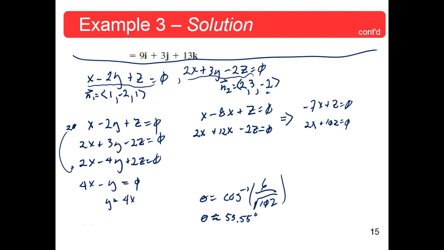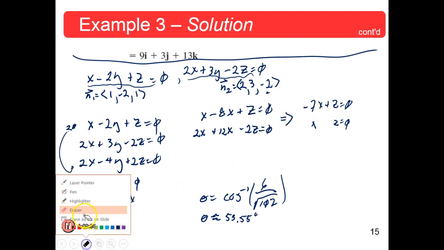I'm sorry. Oh, is it? Oh, you're right, 14. I don't know what I was doing. Yeah, I added the wrong things. I can't read. You're right, that's 14x minus 2z.